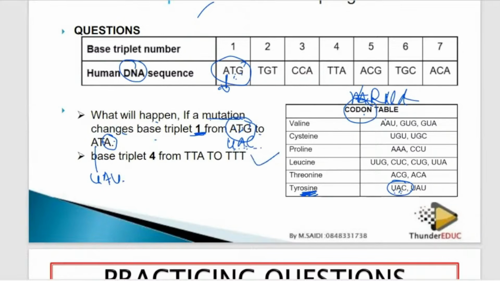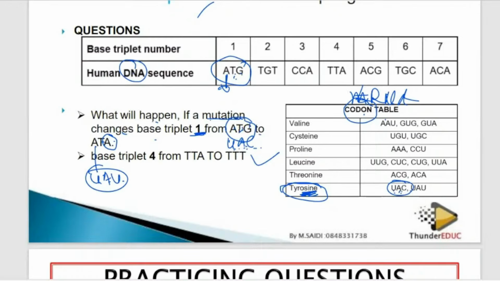You are converting this into codons. You understand? Into codons. Is it clear? Which will code for the same amino acid, tyrosine. Therefore, there will be no change in the protein. Why? Because it's the same amino acid which is being coded for. Can I repeat it? When they bring such a question, I know it will be there.